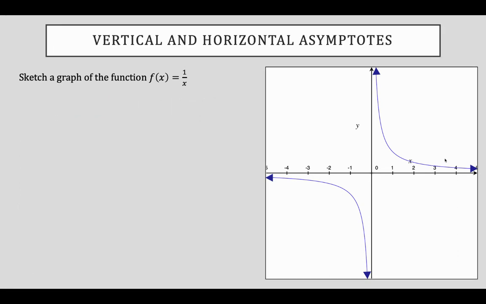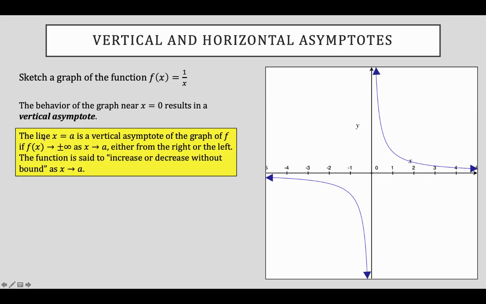Now, a few important things to take away from the process that we just went through. Okay, vertical and horizontal asymptotes, you might notice, is the title of this slide. The behavior of our graph near x equals 0 in this case results in what is called a vertical asymptote. The line x equals a is a vertical asymptote of the graph of f if f of x approaches positive or negative infinity as x approaches a, either from the right or left. The function is said to increase or decrease without bound as x approaches a.